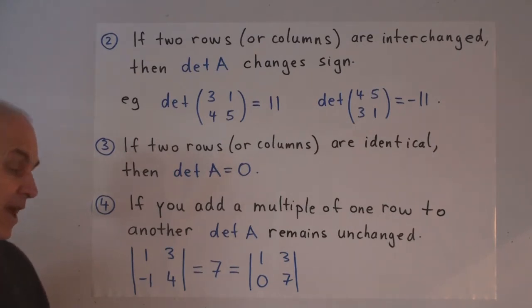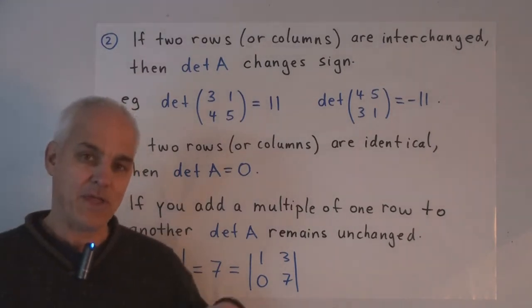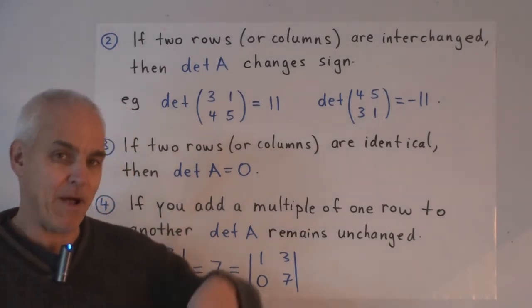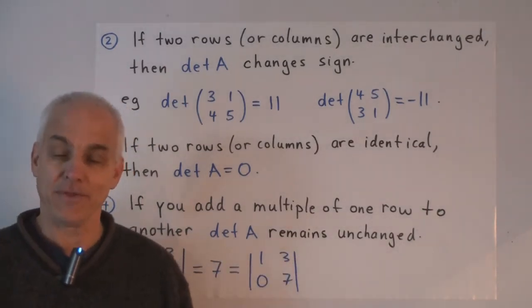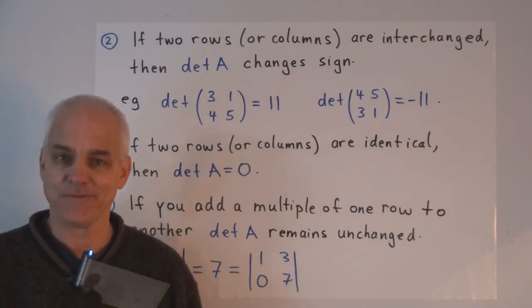So whenever you add or subtract a multiple of one row from another, you get the same determinant. And in fact, that also applies if you work with columns. If you add a multiple of one column to another, the determinant stays unchanged.